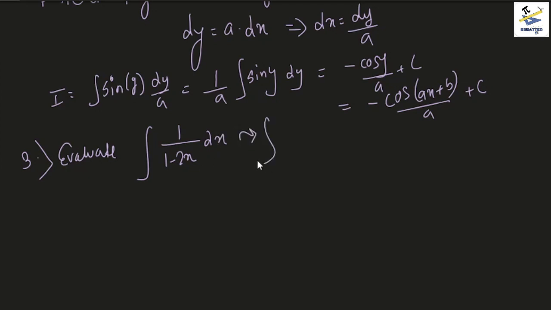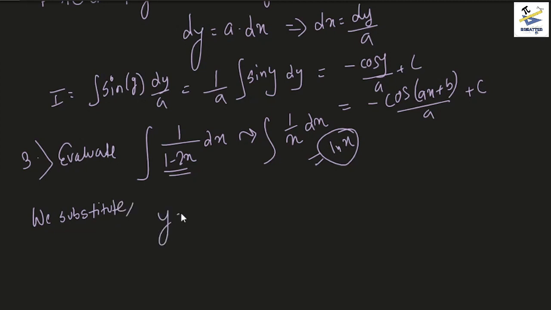As far as I can tell, this resembles something like this, whose integral we know as ln of x. So if we can somehow transform it into the form 1 by some variable and d of that variable, we can do that. An obvious way to do this is to substitute 1 minus 2x, and since it is linear, we substitute y equals 1 minus 2x.